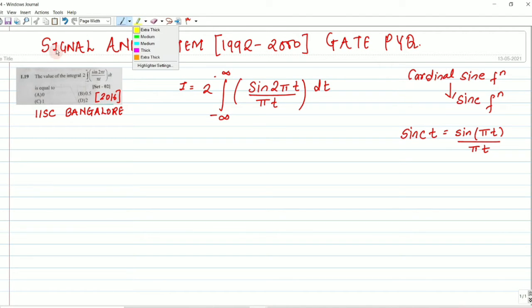In this series, we are going to solve previous year GATE questions of the chapter Signals and Systems from 1992 to 2000. If you have not watched my previous video, please watch. In the previous video, I discussed up to question number 18. In this video, we are going to solve question number 19. This question came in 2016, asked by IISc Bangalore.